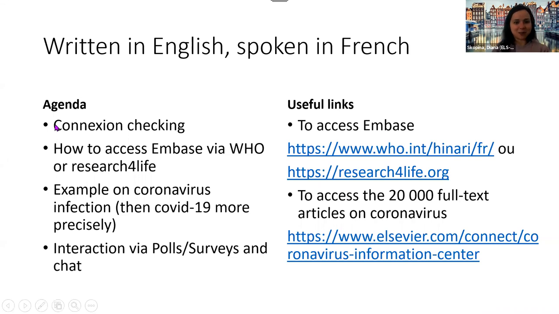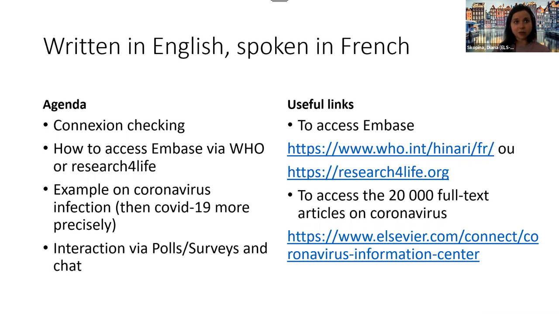For the agenda, today we're going to start with checking your connection first, because it's important to see the latency, if there is any. We are going to introduce you to Research4Life a little bit and see how you can access Embase through Research4Life or through the World Health Organization. Then we're going to give you a couple of examples of coronavirus infection. And at the end, we're going to go through some interactive polls and surveys, and of course, use the chat.